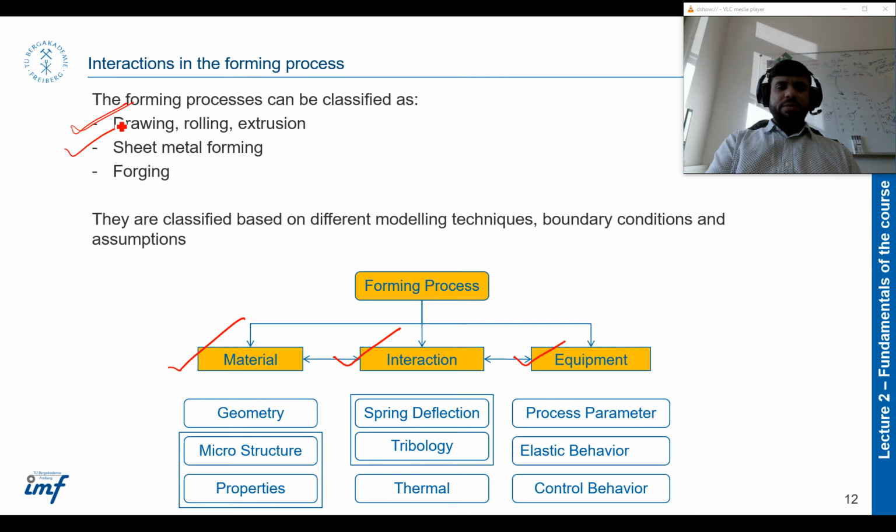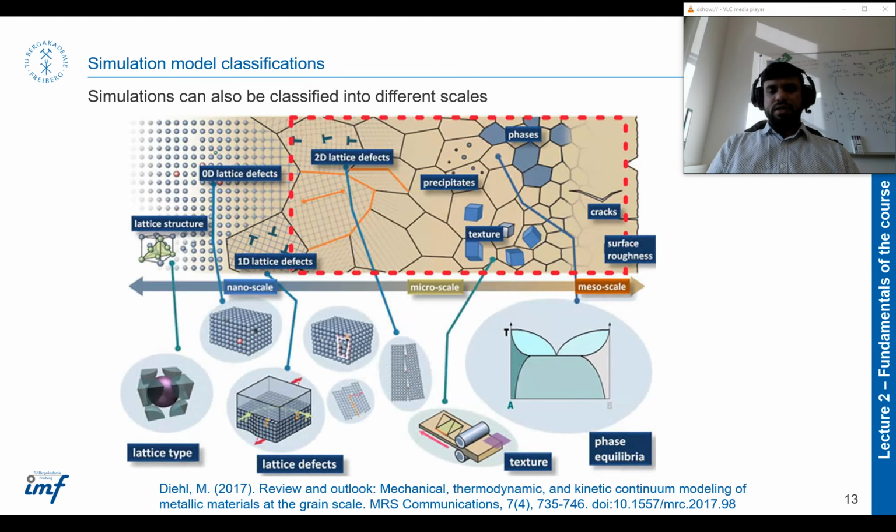And then sheet metal forming has a different type of material geometry, different attributes associated with it, and the interaction of the workpiece and the component is different, and therefore it falls within a different category. And forging is completely different. So these are the classifications based on different modeling techniques, boundary conditions, and assumptions, and this is what can be shown here in this figure.